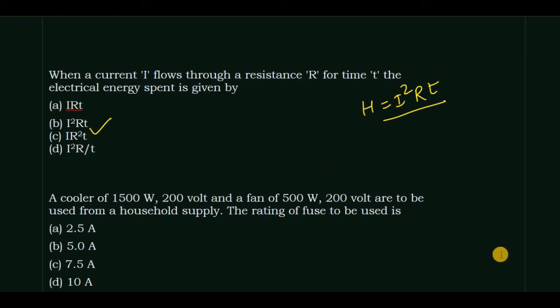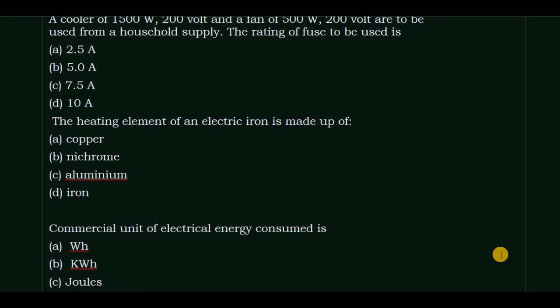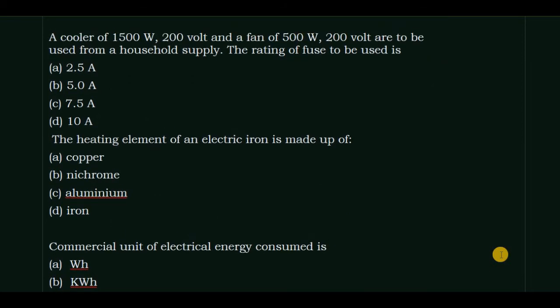Now the next one, a cooler of 1500 watt 220 volt and a fan of 500 watt 220 volt are to be used from a household supply. The rating of fuse to be used is.